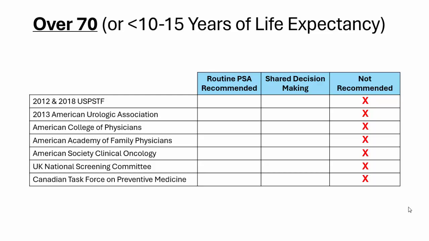Here's another table of guidelines, this time looking at patients over the age of 70. Some of these guidelines, rather than listing a specific age, just say patients with a life expectancy of less than 10 to 15 years, but most of them just say 70 plus. And here you can see we have a unanimous consensus that routine PSA screening for low-risk asymptomatic patients should not be done above the age of 70.